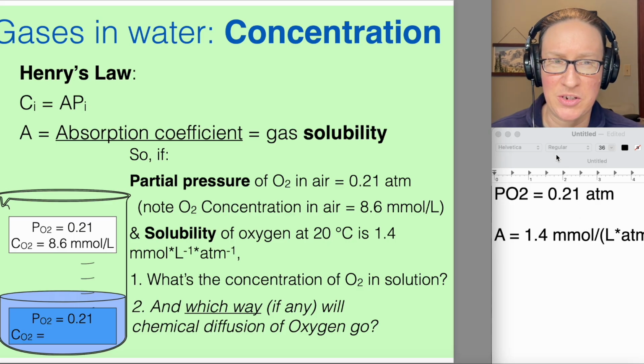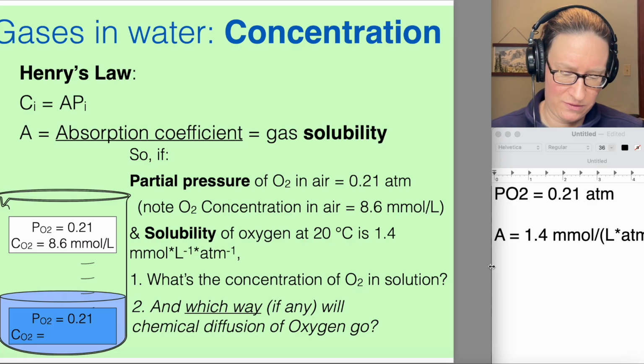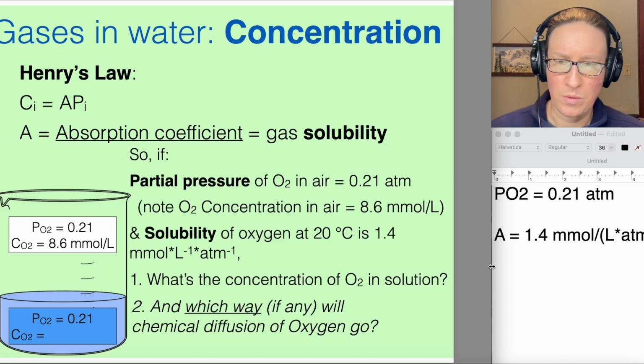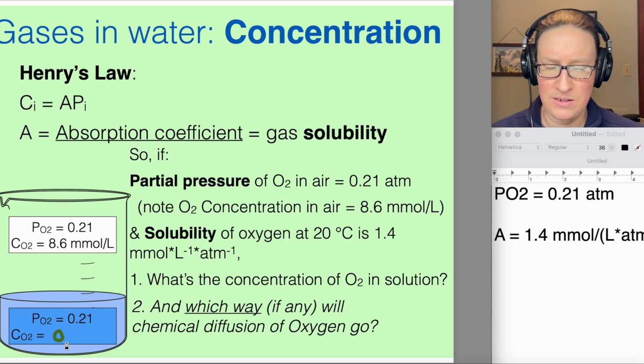Okay, so I just opened up a little notepad over here to record the information from this question. So if our partial pressure of oxygen is approximately 0.21 atmospheres, our solubility or absorption coefficient is 1.4 millimoles per liter per atmosphere, right? If we just multiply these two numbers together, so 0.21 times 1.4, we're going to get concentration, and notice that our atmosphere units are going to drop out. We're going to get a concentration of 0.294.